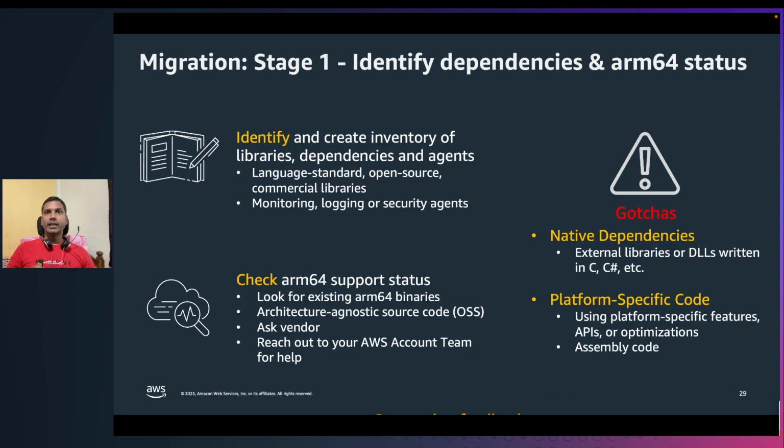However, if you need any help in identifying the ARM64 support for your application or its dependencies, please reach out to your AWS account team or to our Graviton team using this email address, which is ec2-arm-dev-feedback@amazon.com.